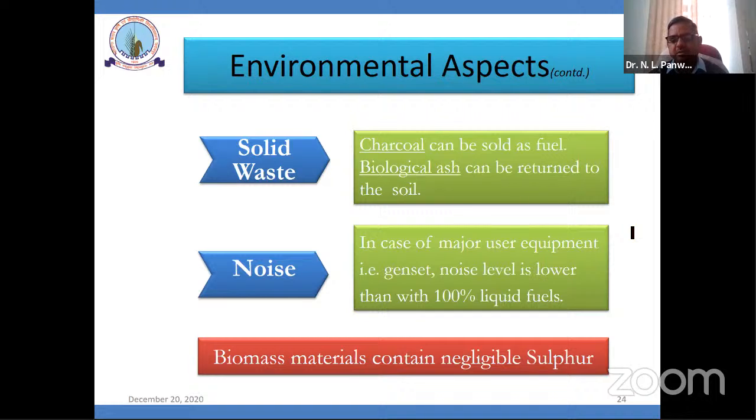And in converting energy or fuel from biomass, there is negligible sulfur content. Biomass usually has only about 50 to 52% carbon content, 40 to 42% oxygen, 6 to 6.5% hydrogen, and 0.6% nitrogen. And sulfur is almost negligible. Only mustard straw type material contains sulfur. Otherwise, there is almost no sulfur.